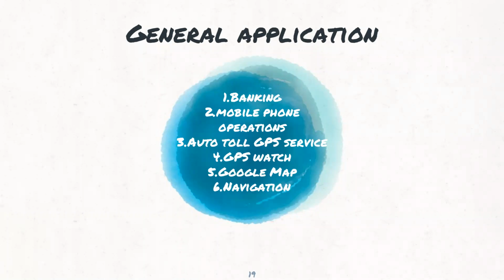These are some general applications of GPS. In banking, we use it to track the amount to carry to the ATM, and in mobile phone operations to track your mobile phones. And in toll, we use it to track a vehicle, and GPS is used in Google Maps for directions and navigation.